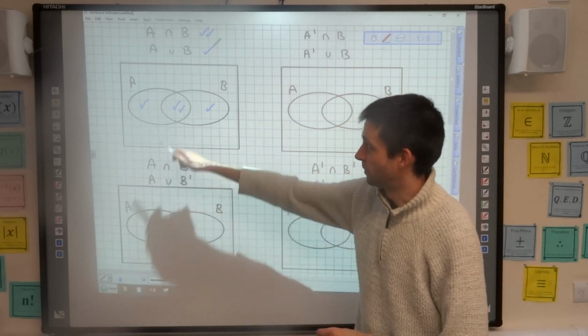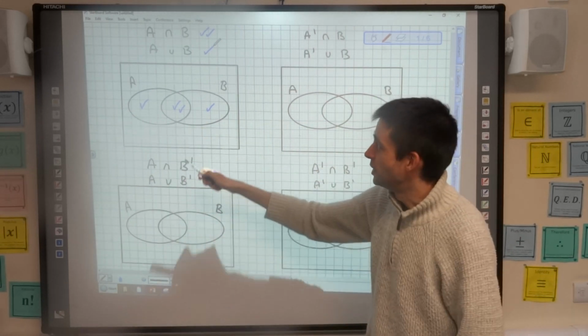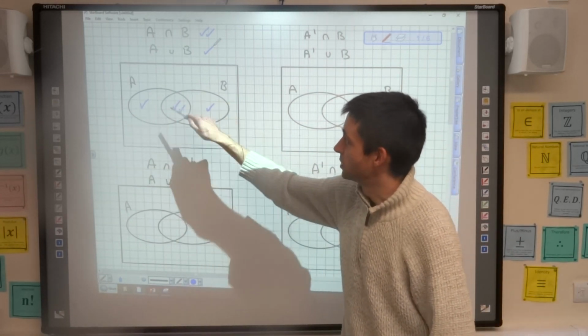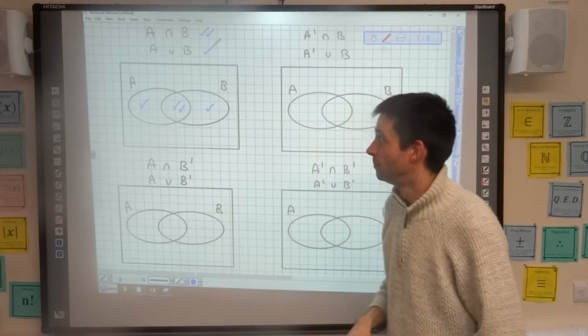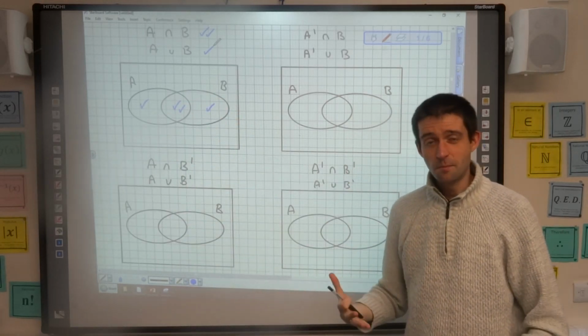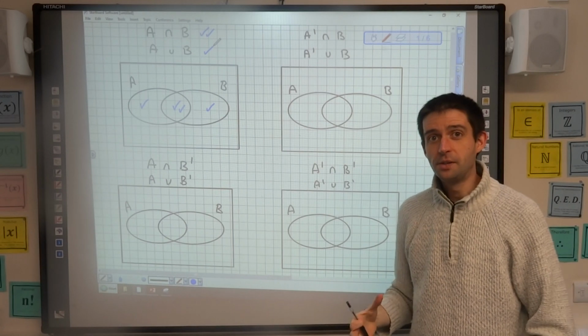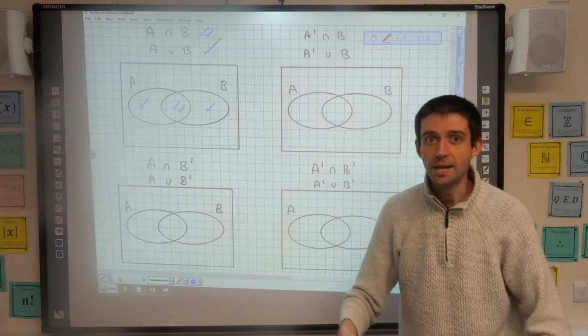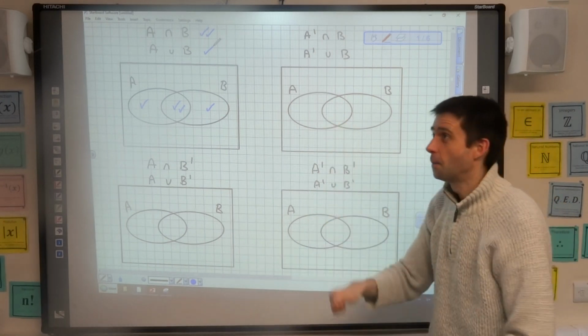So the intersection of A and B is that bit in the middle, and the union of A and B is anything inside those two sections. Seems fairly obvious for just A and B, but it's a really useful tip when you get onto things like not A and not B, which I'll just do quickly for you now.